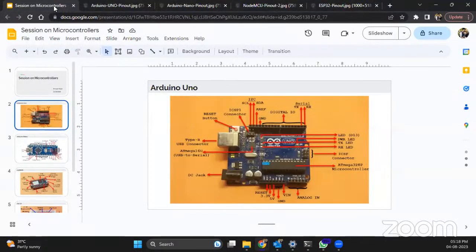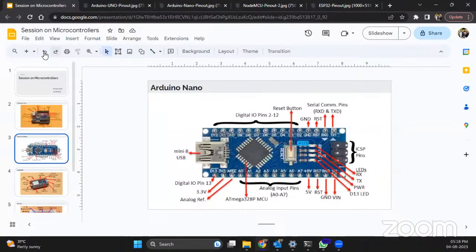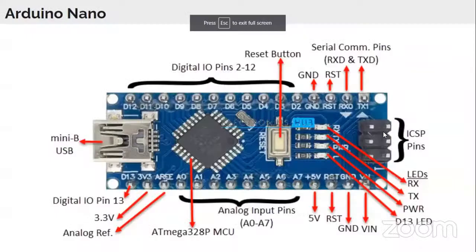Okay, so let's move to another board, which is Arduino Nano. The Arduino Nano is the compact version of the Arduino Uno board. This Arduino Nano board also uses the same IC, which is Atmega 328P, as you can see here.